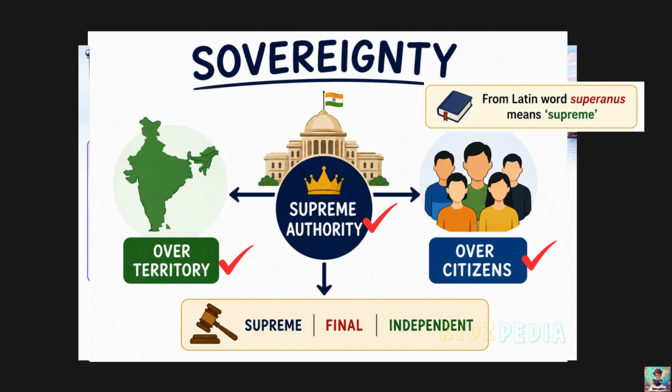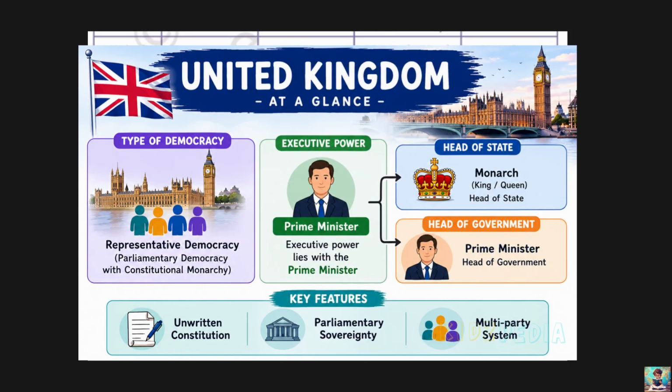The word comes from the Latin word supranus, which means supreme or the highest. So, when we say a country is sovereign, we mean that it has the highest and independent authority to govern itself. So, in United Kingdom, the parliament has the highest lawmaking authority.